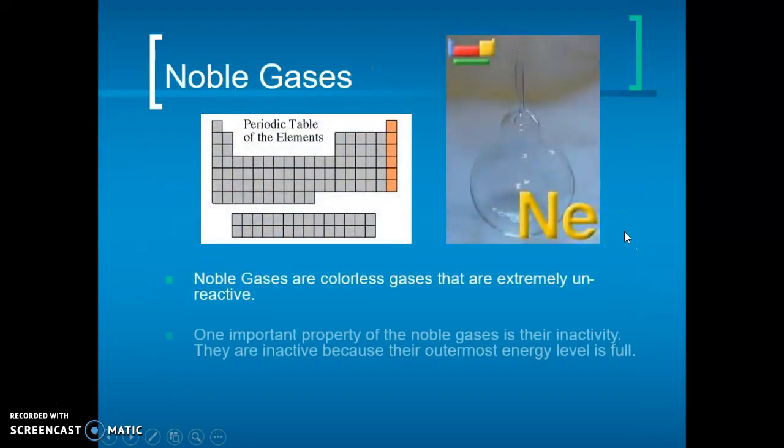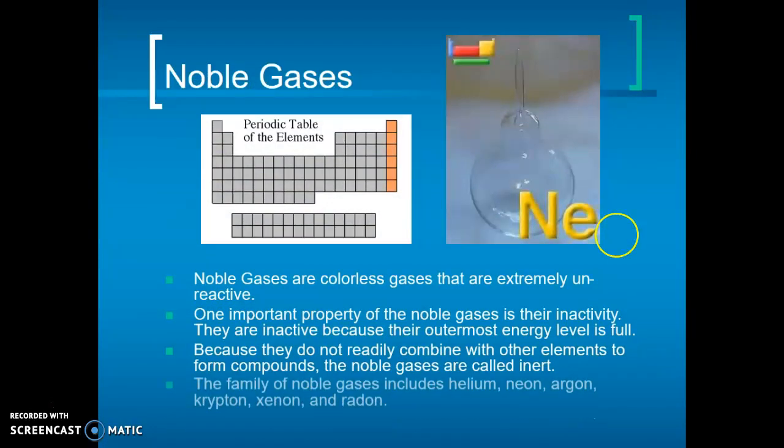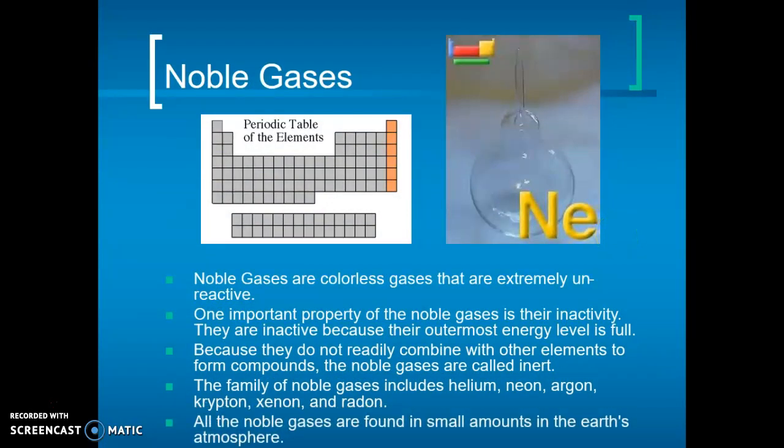Noble gases we talked about: colourless gases, unreactive. They already have the full outer shell, so they don't need to react. They don't readily combine because they're completely inert. So we're talking about helium, argon, neon, krypton, xenon, radon. They're in very small amounts in Earth's atmosphere.